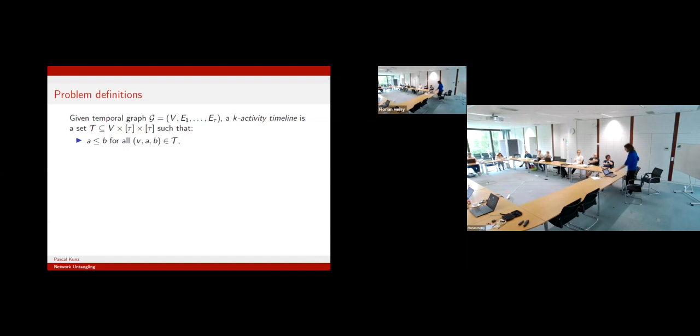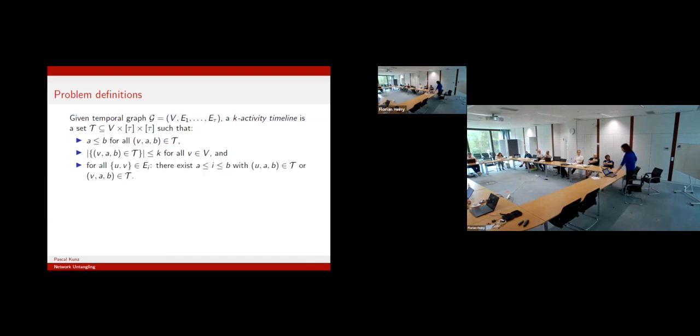These are supposed to cover the graph, and we're only allowed to use every vertex K times. So for every vertex, we're allowed to select K of these intervals. And we have to cover the entire graph. So for every edge, we have to have one of the endpoints active at that time point. The main difference to this morning is that Ricardo looked at the case where k equals one. Now we can have larger values there.